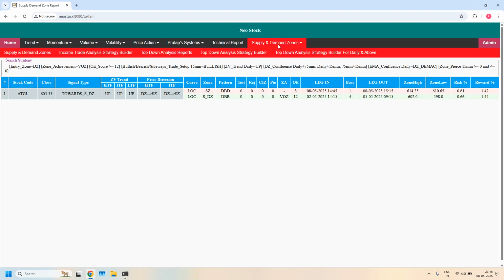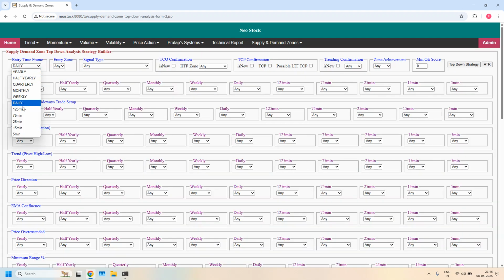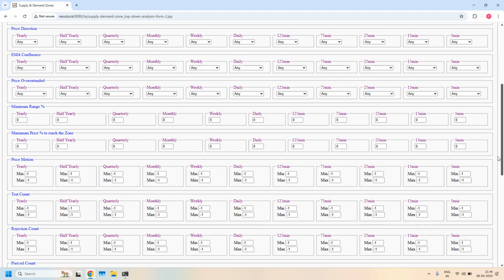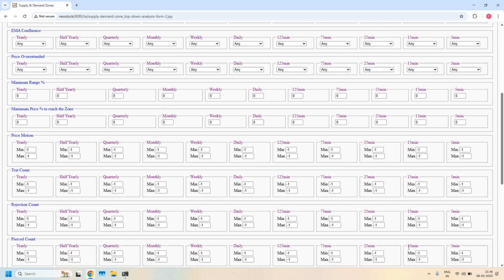Next, bearish trade setup for daily income trade. Entry time frame 15 minutes, entry zone, supply zone. Here, bullish or bearish or sideways trade setup at 15 minutes, I am selecting bearish. Zone achievement VOZ, minimum odd enhancer score 12. And also the 15 minute supply zone should not be pierced. So at 15 minutes, minimum value 0, maximum value 0.